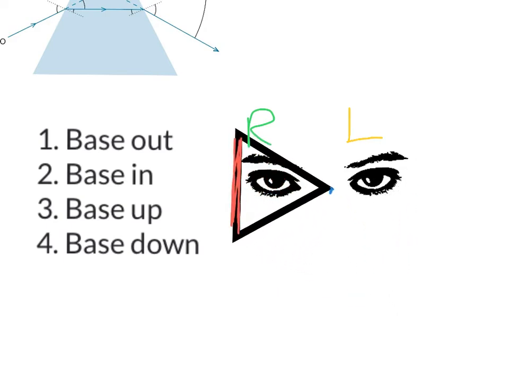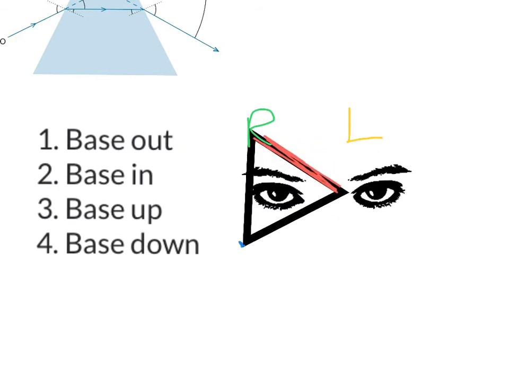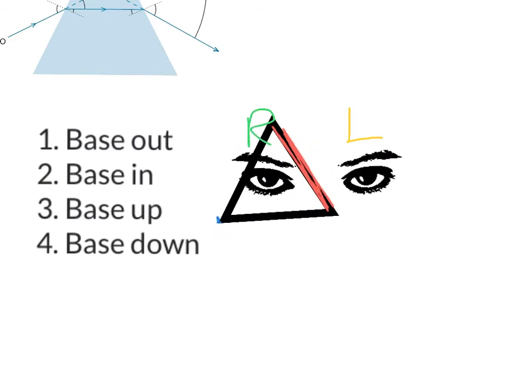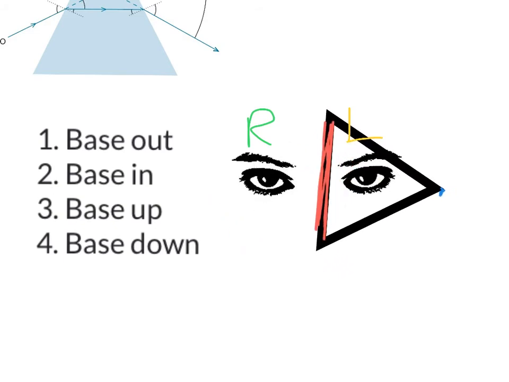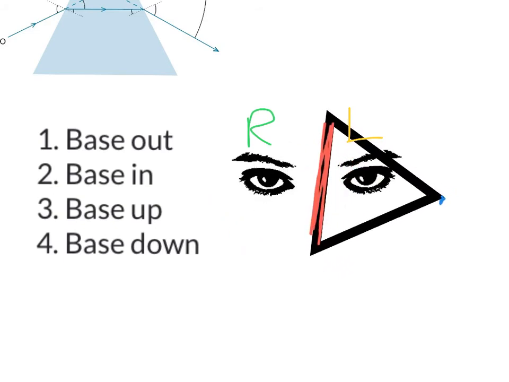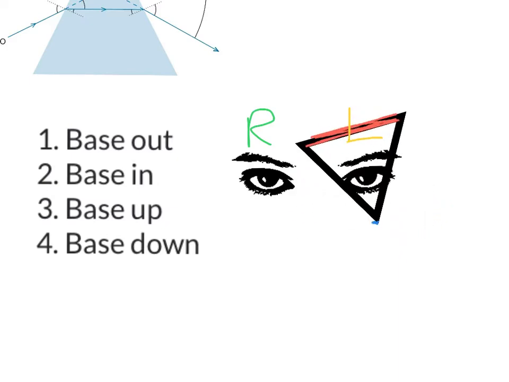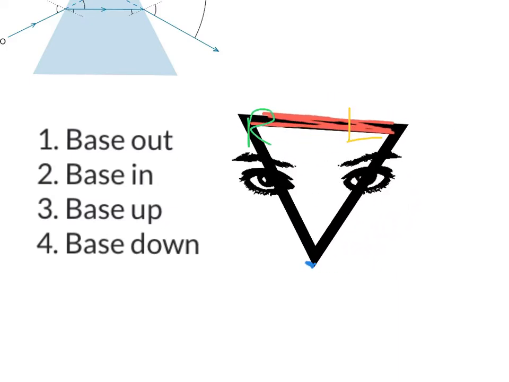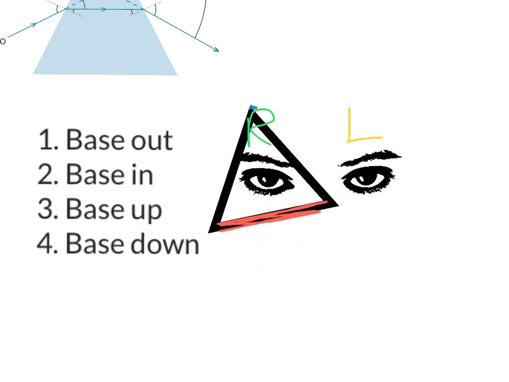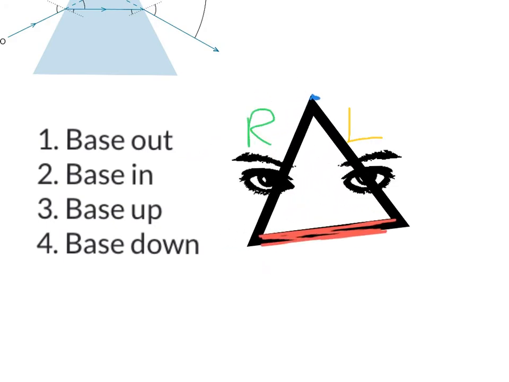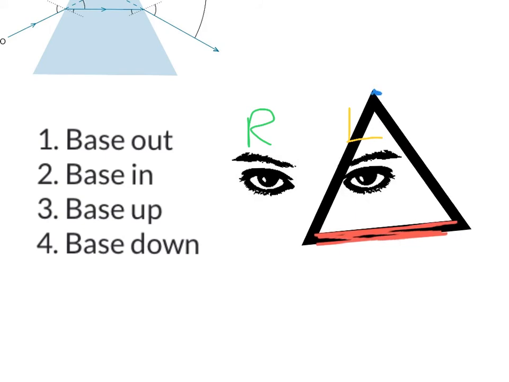Base in is opposite. This is base in. This is base in right eye, and then base in left eye. And let's do base up. Base up left eye. Base up right eye. And then you guessed it. Base down is like this. Base down right eye, base down left eye.